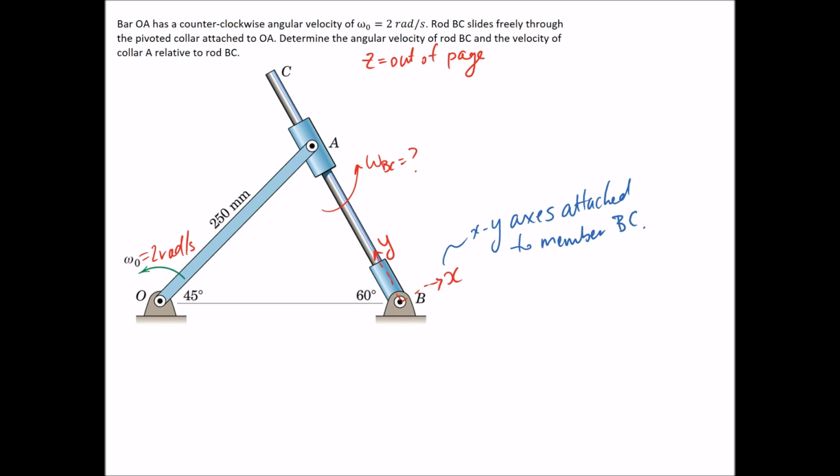Okay, so let's start off with our equation for rotating coordinate systems, and we're going to consider what's going on between B and A. Alright, so that's the equation we need to deal with and fill in. So let's go through and find each thing individually.